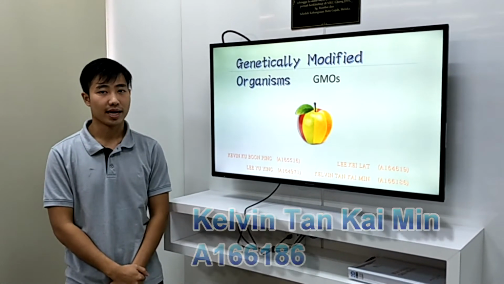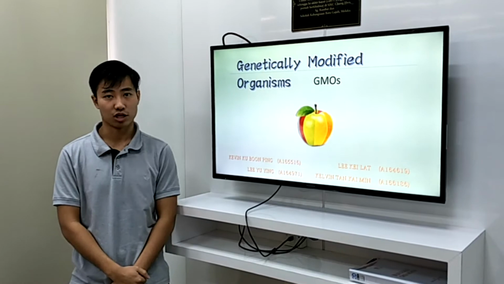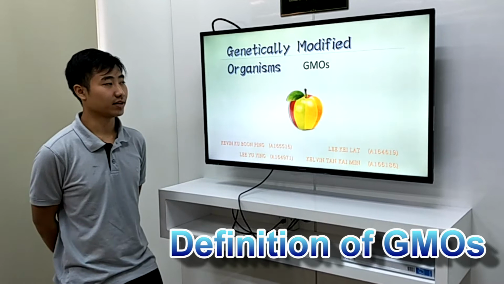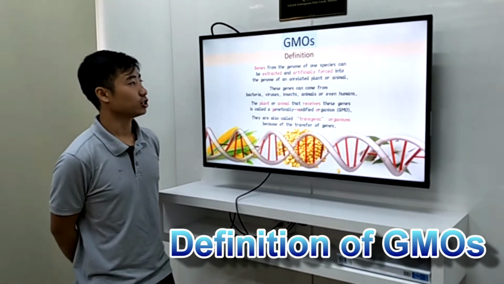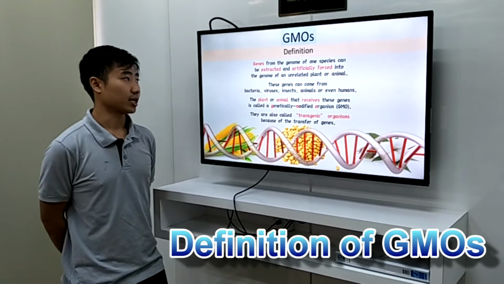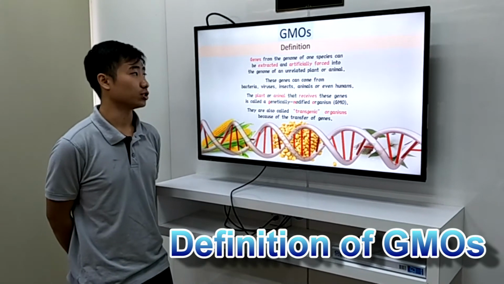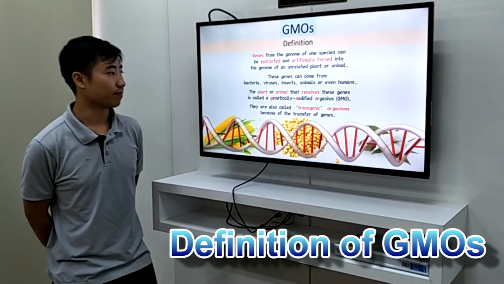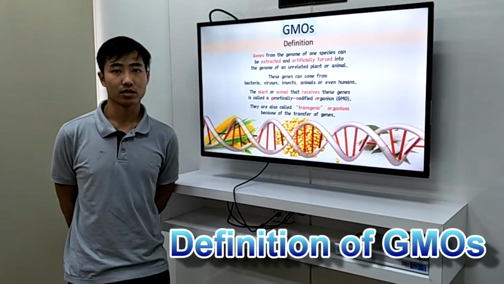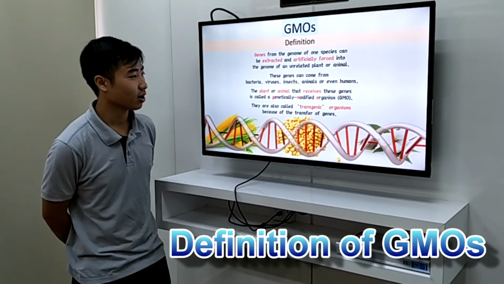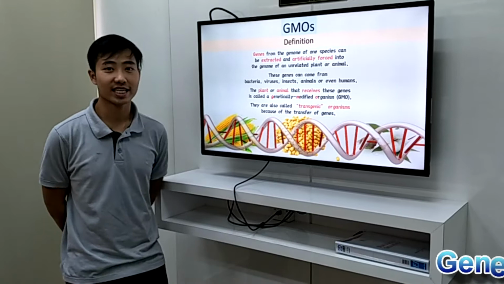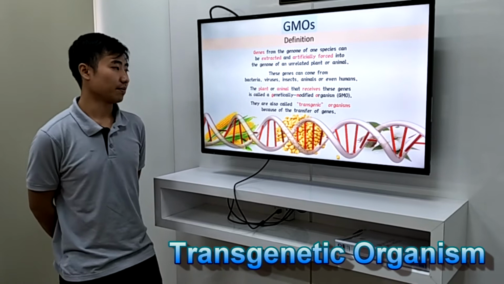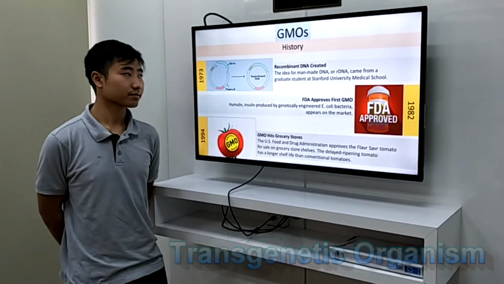I'm Kevin Tan and I'm going to define GMO. Genes from the genome of one species can be extracted and artificially forced into the genome of an unrelated plant or animal. These genes can come from bacteria, viruses, insects, animals, or even humans. The plant or animal that receives these genes is called a genetically modified organism. They are also called transgenic organisms because of the transfer of the gene.